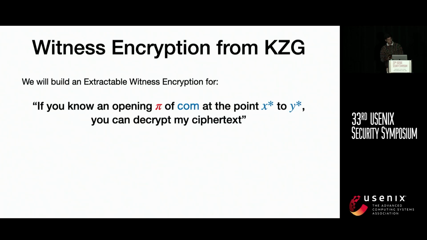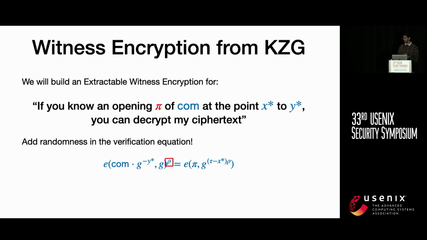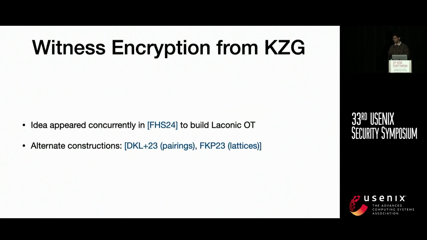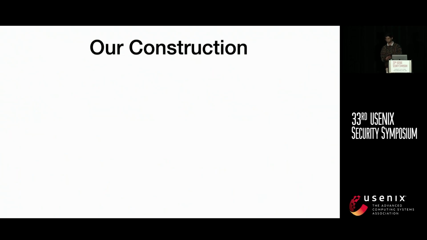So given this KZG polynomial commitment scheme, you can create a very special type of encryption scheme, which says, hey, if you know an opening proof pi of this particular commitment at a point x* to some value y*, then you can decrypt my ciphertext. So instead of encrypting to some public key, you can encode this logic into your ciphertext. And it's pretty simple to do. You just add some randomness in the verification, and you use the left-hand side as a one-time pad for your message, and you give out some part of the right-hand side, which is going to allow you to recover this one-time pad. The same idea has appeared concurrently to build laconic OT, and there are some alternate constructions as well. But for today, let's just focus on this KZG construction.